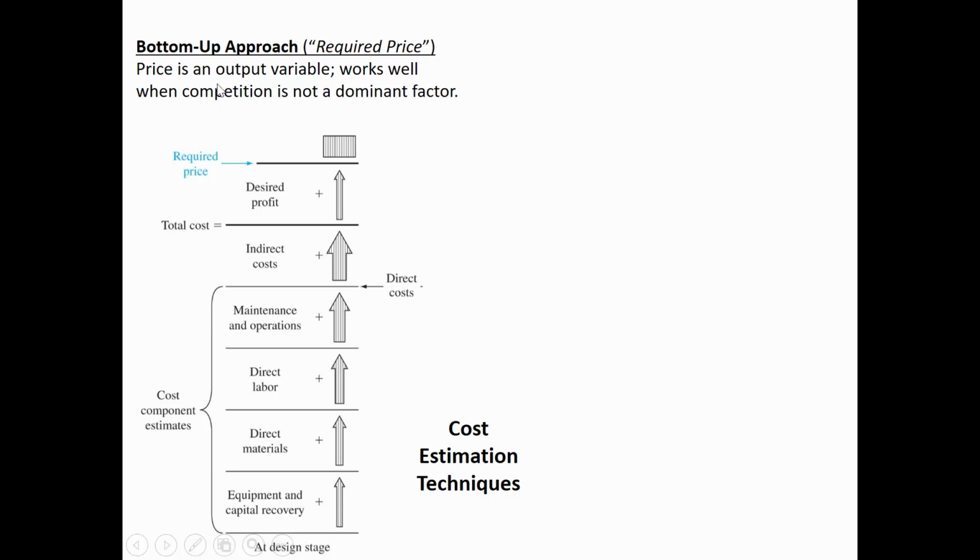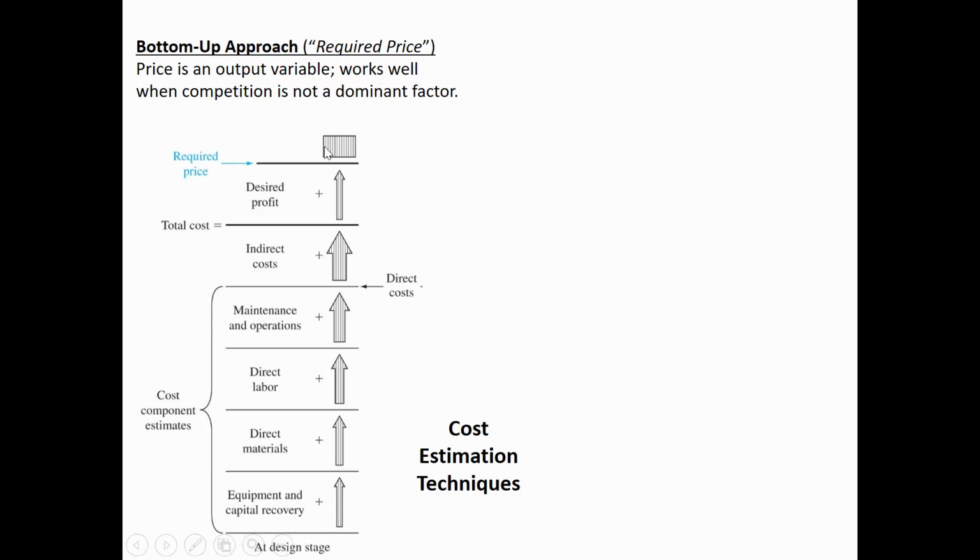This is used in the case where competition is not a dominant factor. Sometimes the bottom-up approach is called required price, because the idea is you're just trying to figure out what price is required to cover your costs and provide you with a certain amount of profit that you want to make. In other words, bottom-up approach is it's going to cost whatever it costs because we want to do this certain thing and we don't have a lot of competition.